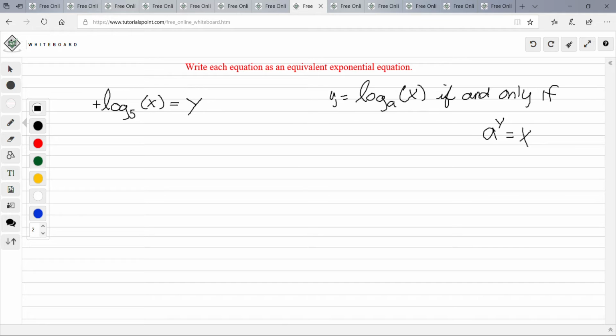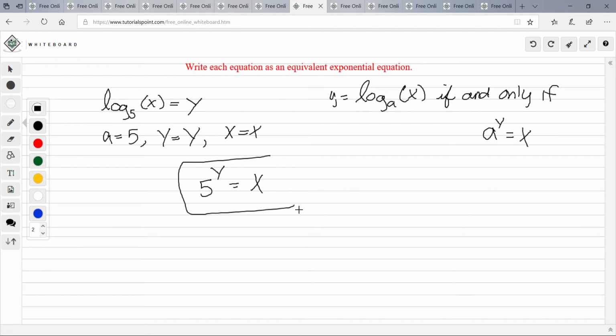So this graph looks like this. We can say our a is the base, which is 5. Our y is just y, right? And our x is just x. So a to the y equals x, so 5 to the y equals x. And then they said write it as an exponential function. We don't want to simplify it anymore, because we want it in this form, exponential form. So this should be your final answer.